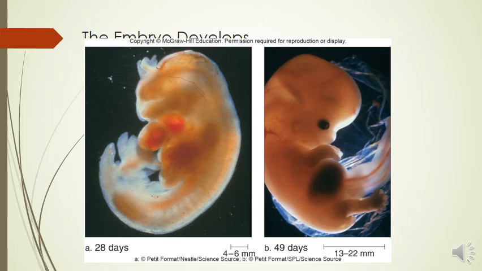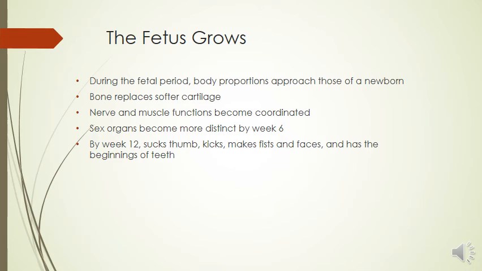Here we have a picture showing you the embryo at 28 days and at 49 days. During the fetal period, the body proportions approach those of a newborn. Bone replaces the softer cartilage in many areas. Nerve and muscle functions become coordinated, and sex organs become more distinct by week 6.